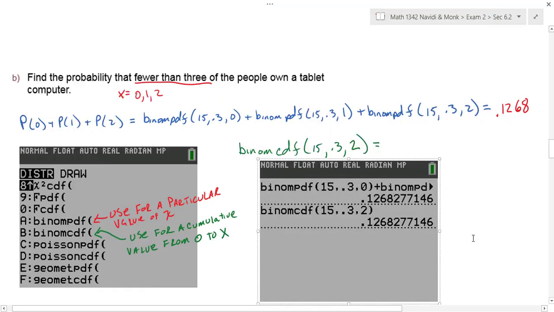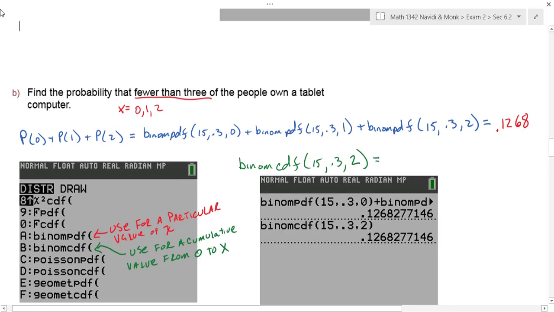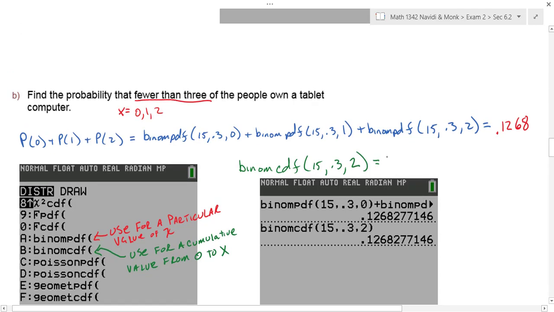It's a time saver. The kicker is you have to be starting at 0. The CDF starts at 0 and goes up to whatever number you type in for x. Up to and including whatever number you type in for x. This one's with the PDF and you had to add 3 of them together. This one's with the CDF and you only have to do it once.